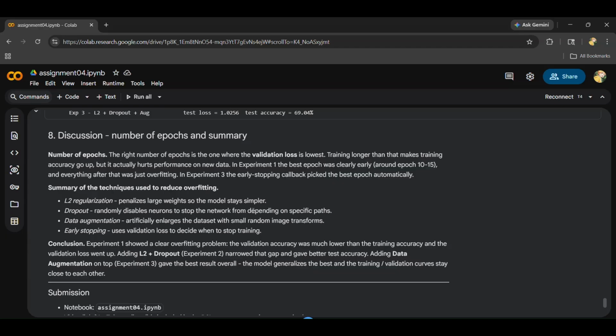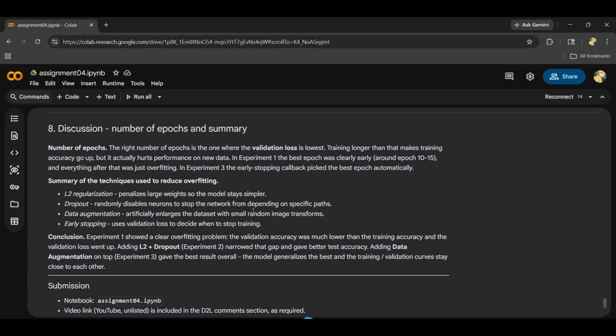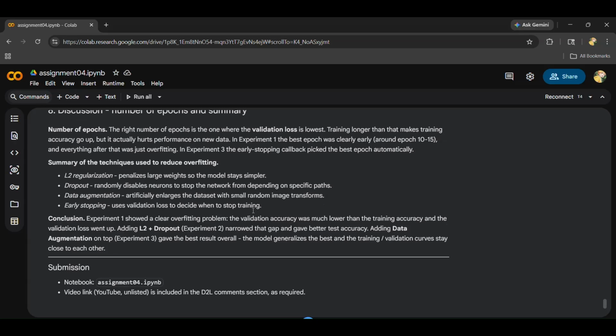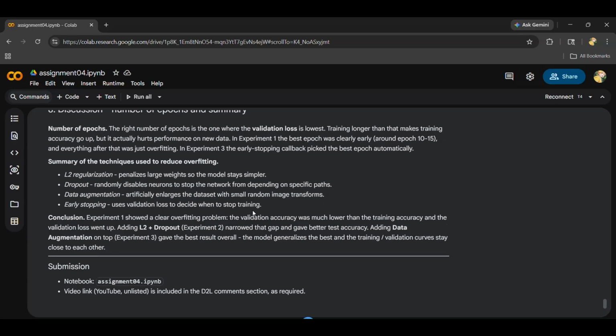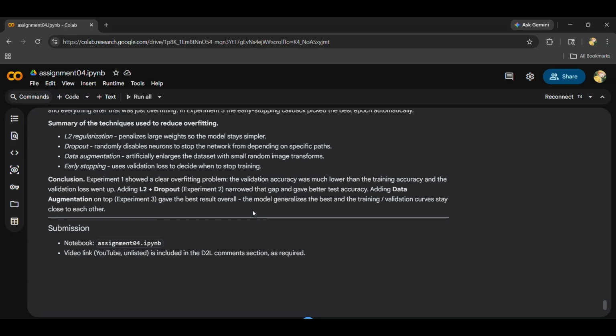Number of epochs and summary. The last topic is the number of epochs. The right number of epochs isn't the biggest number possible. It's the epoch where the validation loss is the lowest. After that, training longer just makes the model overfit. In experiment 1, the best epoch was pretty early, around 10 to 15, and everything after that was wasted. In experiment 3, I didn't have to guess because the early stopping callback automatically picks the best epoch based on validation loss.